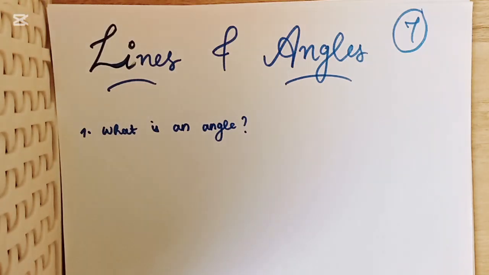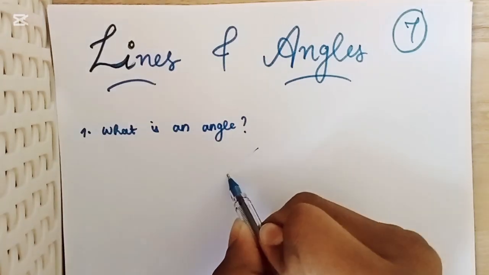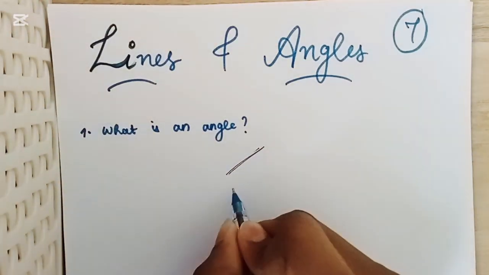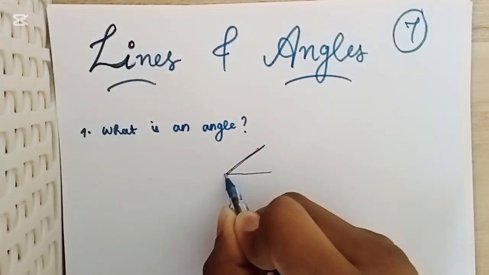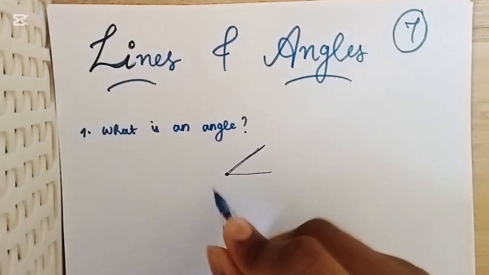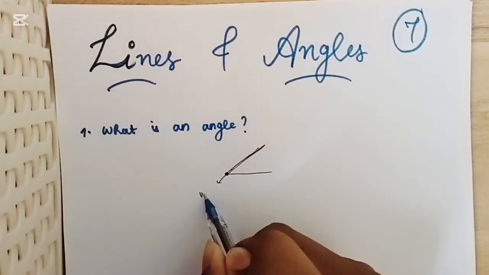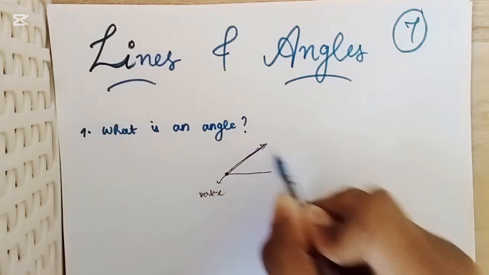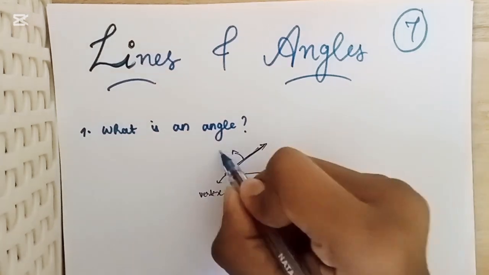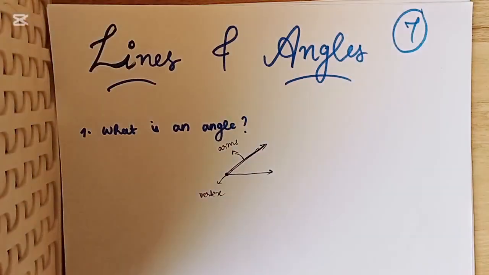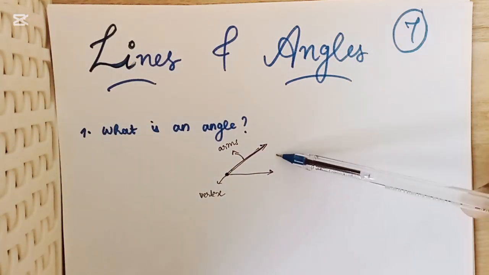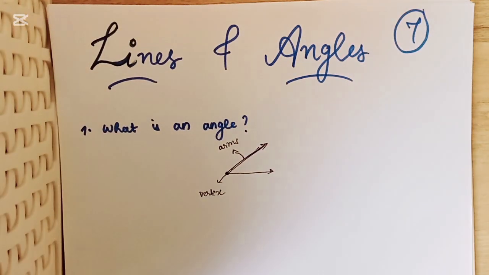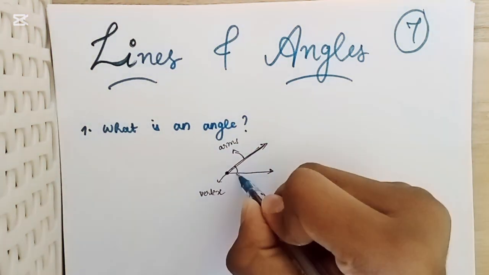Let's start off with what is an angle. An angle is formed when two lines meet up at a point called the vertex. So two lines meeting up at a point is called an angle. This point is called the vertex, and these lines are called the arms of an angle. So an angle is formed when two arms meet at a point called the vertex. And you show the angle like this.